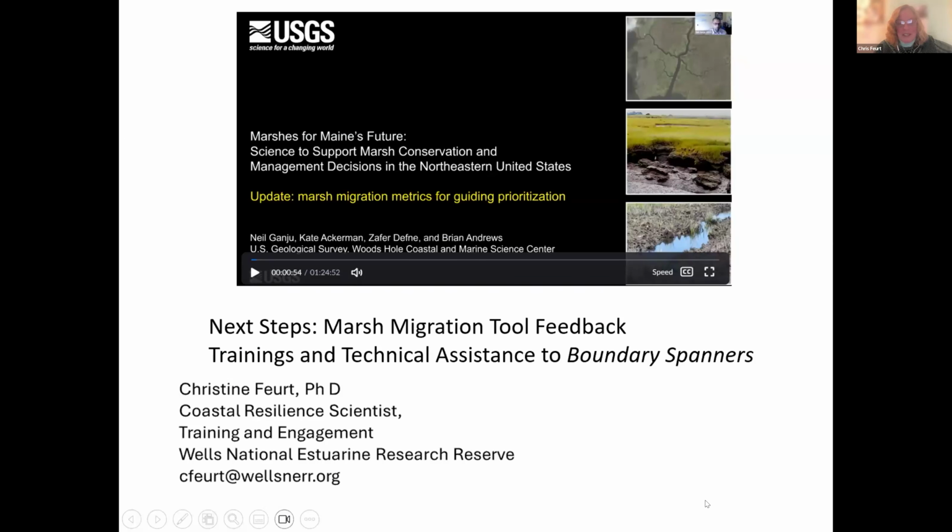Now, Neil talked a little bit about the marsh migration tool, and I said, oh my gosh, I've got to get everybody in Maine together and work on that. I'll also be offering trainings and technical assistance to boundary spanners. So any of my NERRS colleagues or anyone else who is a boundary spanner, you can literally email me so we can set up a time to talk, and I can spend 20 minutes going into more detail with this. So with that, I want to stop and see if anybody has questions for Neil or me.